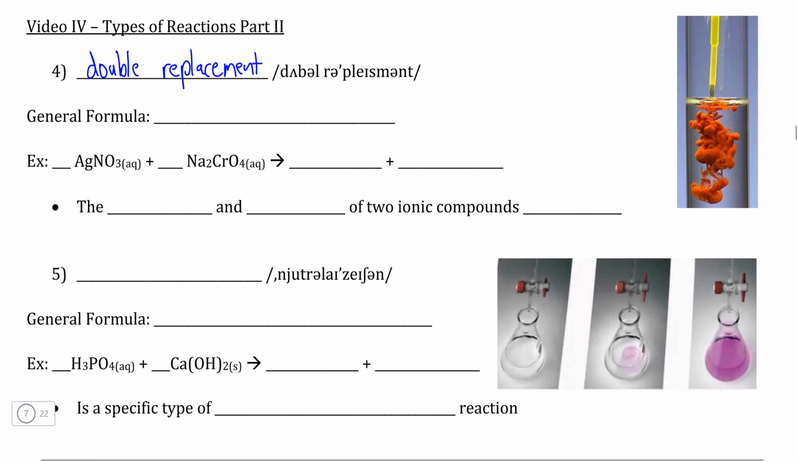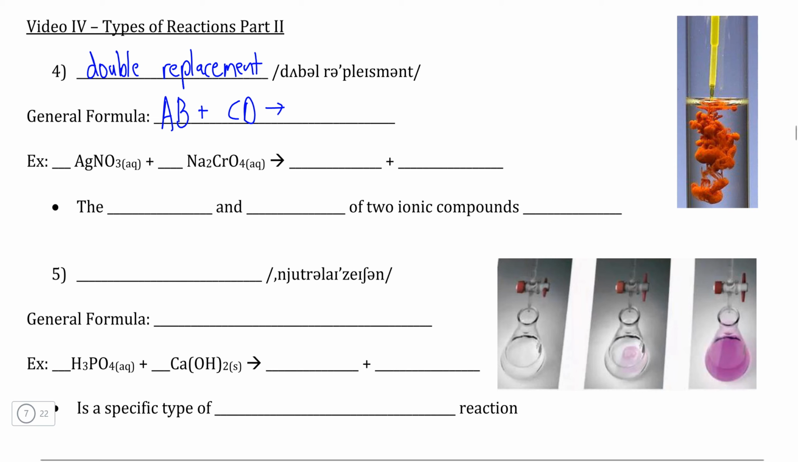Now, for those that remember single displacement or single replacement reactions from the previous video, mechanically, double replacement reactions are quite similar, only instead of having an ionic compound and a single element that replaces one of the elements in the compound, we actually have two ionic compounds, in this case, silver nitrate and sodium chromate, although in our general formula, we can simply designate these as AB and CD as our reactants.